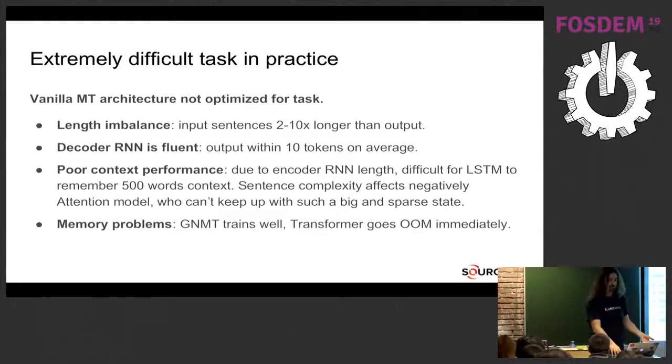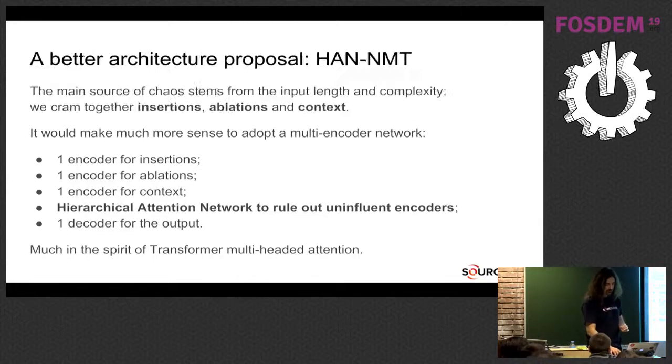Also, there are memory problems, because if you are unfolding a recurrent neural network 500 times, your memory will explode. So Gradle neural machine translation works well. The transformer, which is the state-of-the-art sequence-to-sequence model, goes out of memory instantaneously as soon as the training begins. So I'm proposing here a better architecture. The main source of chaos stems from the input length and the complexity, because we are cramming together insertions, so new lines of code in green, ablations, the red lines we are removing, and the context, the white lines that are just telling you where you are.